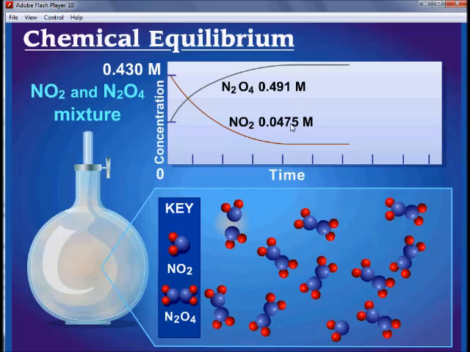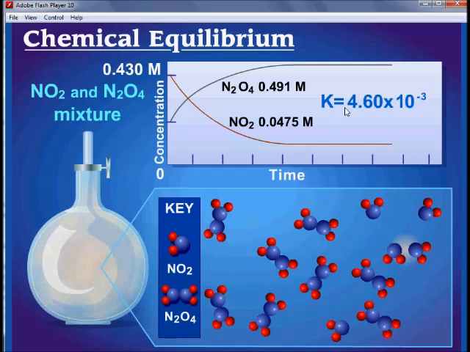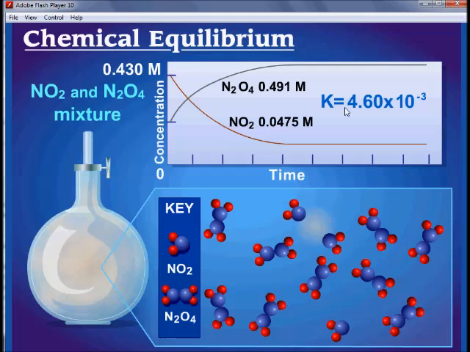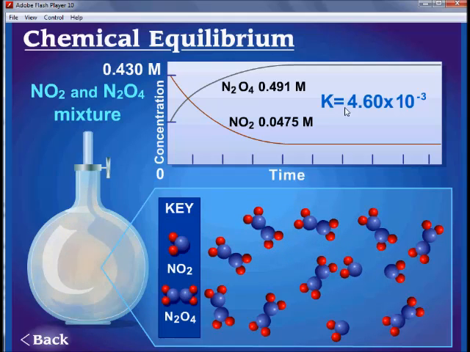And so here are our values. The N2O4 is 0.491. The NO2 is 0.0475. If we pop those into our equilibrium expression, we get, again, just about the same ratio, 4.60 times 10 to the negative third. So we see that it did not matter what we started with. As long as we had the same reaction occurring at the same temperature, we always got the same value for KEQ, in this case about 4.6 times 10 to the negative third.